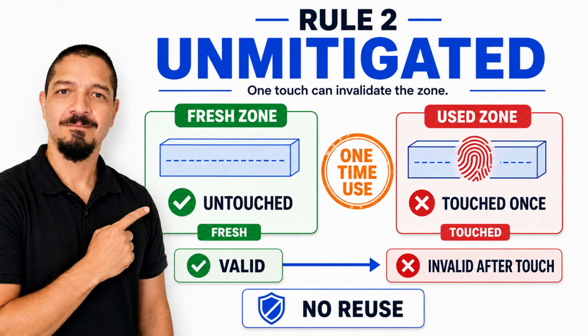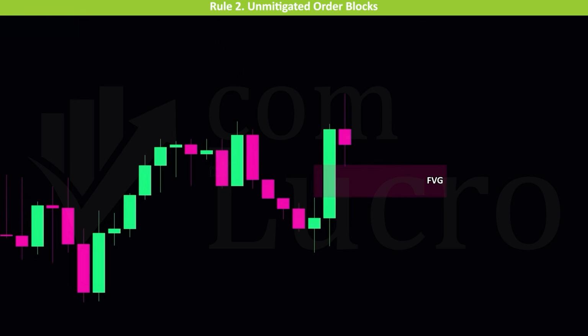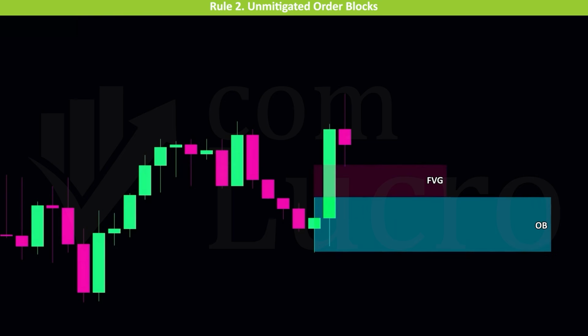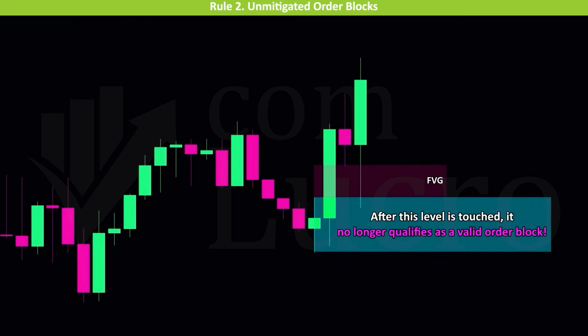Once price returns and touches the order block, even if it is only a wick, that order block is no longer considered valid and should not be reused. To illustrate this, imagine you identify a gap or inefficiency on the chart and decide to mark it as an order block. If price later returns and touches that zone, even if only with a wick, the order block is considered tested. Once tested, it is no longer valid and should not be treated as a fresh order block.